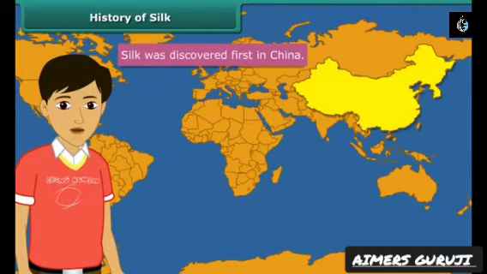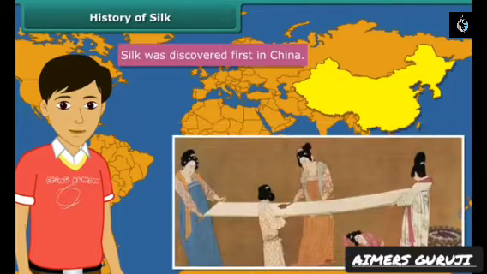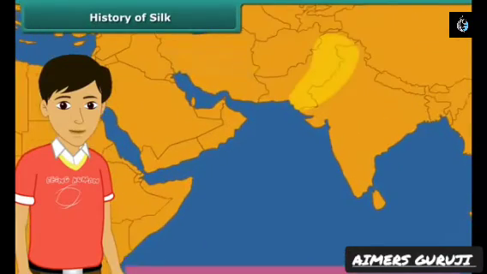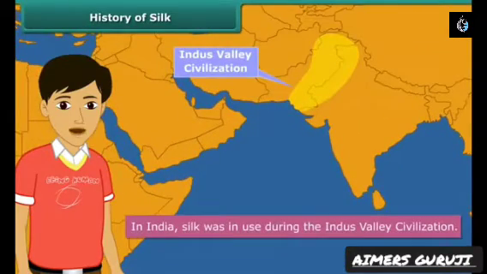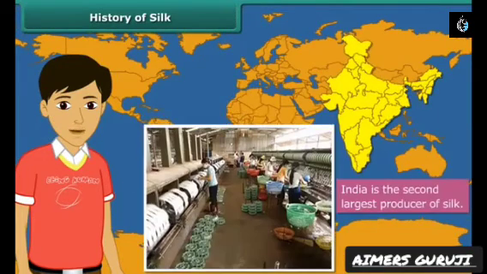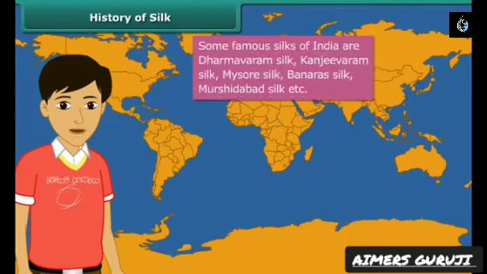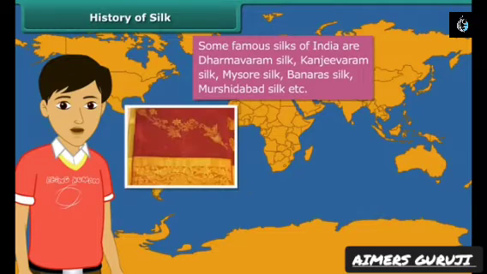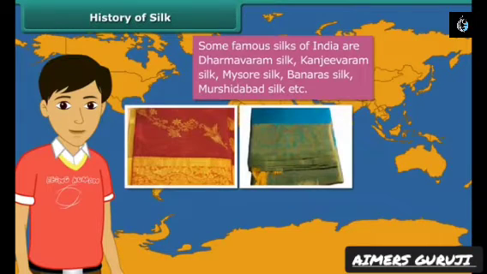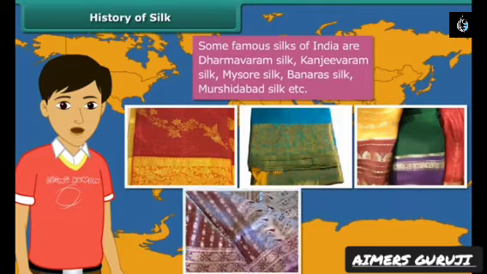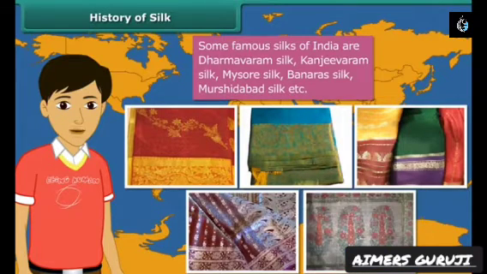Silk was discovered first in China by a Chinese empress as far back as 3500 BC. In India, there is evidence that silk was in use during the Indus Valley civilization. Today, India is the second largest producer of silk. Bulk of it is produced in Karnataka. India is also the largest consumer of silk in the world. Some famous silks of India are Dharmavaram silk, Kanjivaram silk, Mysore silk, Banaras silk, Murshidabad silk, etc.